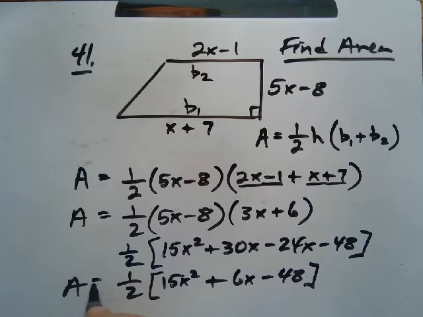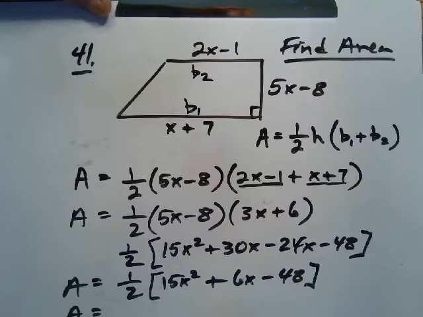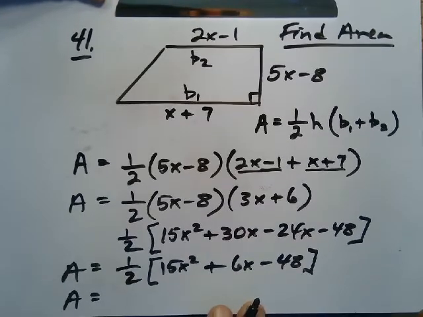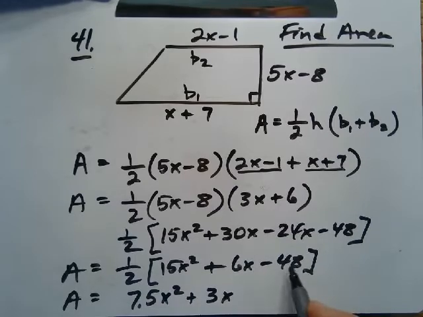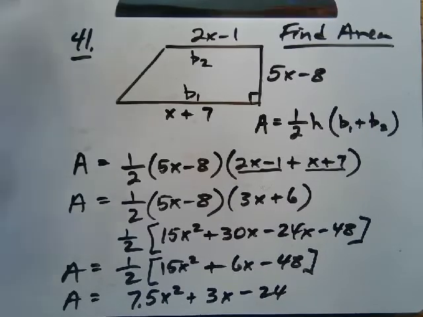So there's our area, and we could write the answer this way, which isn't bad, but if we distributed that 1/2 in, that might be better, the way the book will write the answer here. So let's distribute that in. 1/2 times 15, that's 7.5 x squared. 1/2 times 6 is 3. And 1/2 times negative 48 is negative 24. And I think that's probably the way the book's going to write your answer.